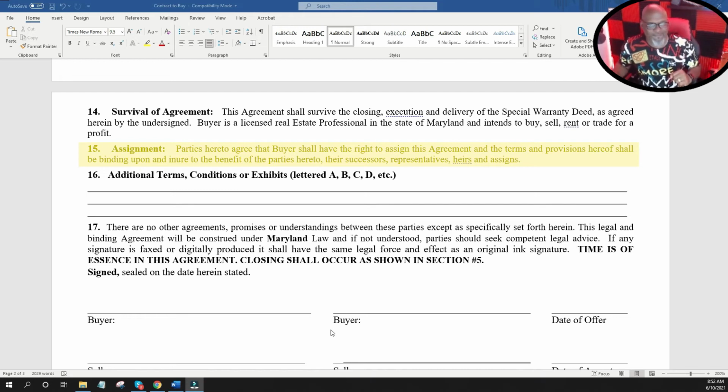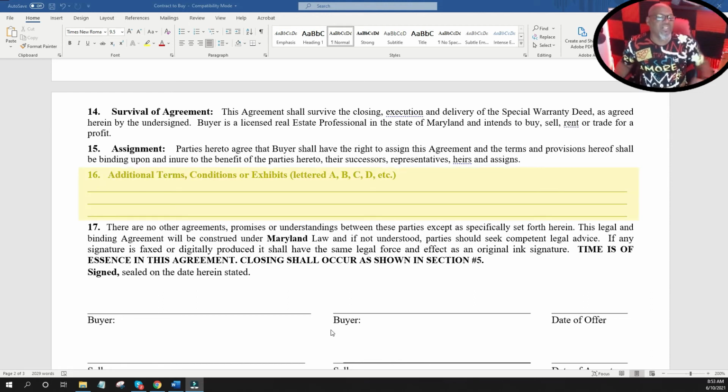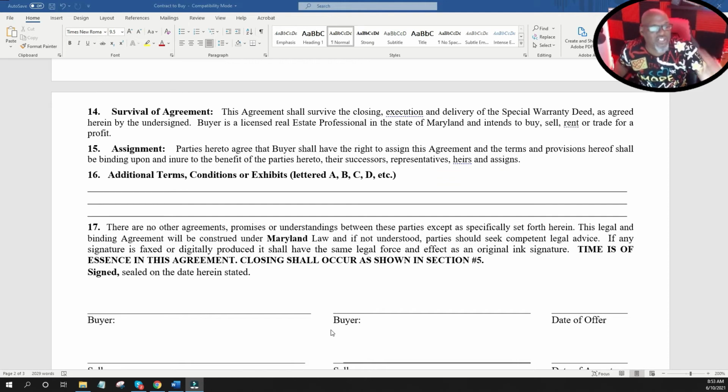Number 15. Parties hereby agree that the buyer shall have the right to assign this agreement. This allows you to wholesale the deal. Number 16, additional terms, conditions, or exhibits. Now, if you have anything else you want to write in here, for example, some type of inspection contingency, or some type of financing contingency, or a partner visiting contingency, you could put it in section 16.